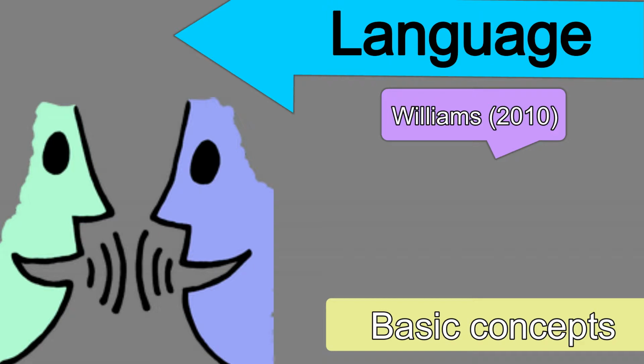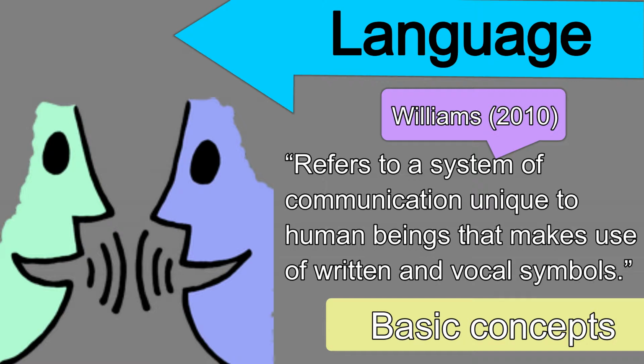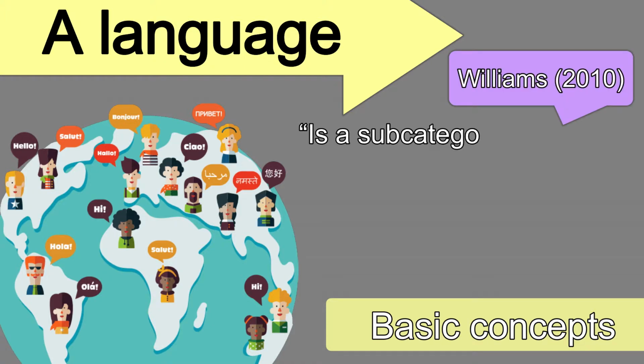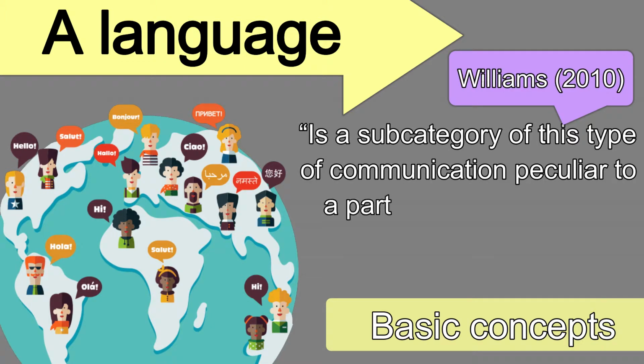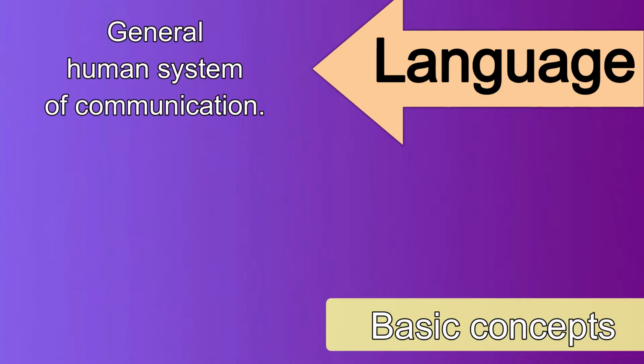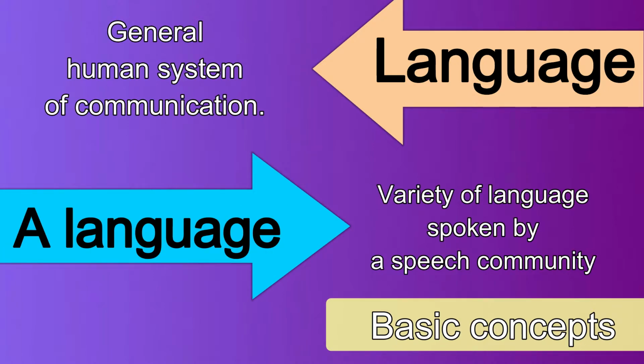Williams states that it refers to a system of communication unique to human beings that makes use of written and vocal symbols. On the other hand, a language is a subcategory of this type of communication peculiar to a particular people, geographical region, or socio-political background, states Williams as well. In other words, language is the general human system of communication, and a language is a variety of language which is spoken by a given speech community, which can be determined by regions, cultures, social and political backgrounds, among others.